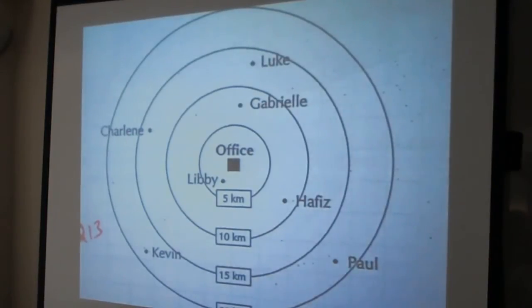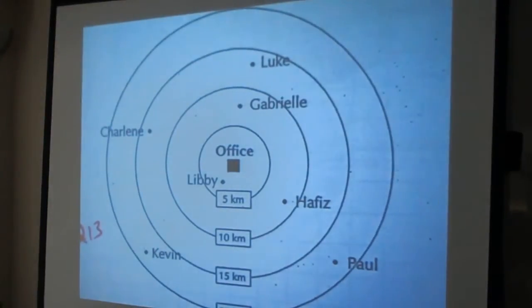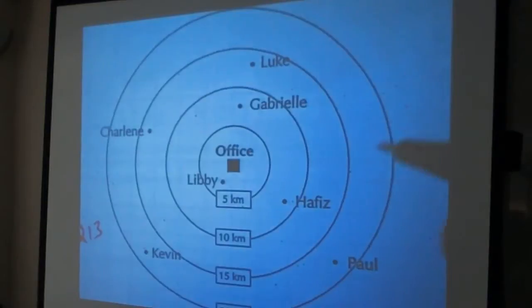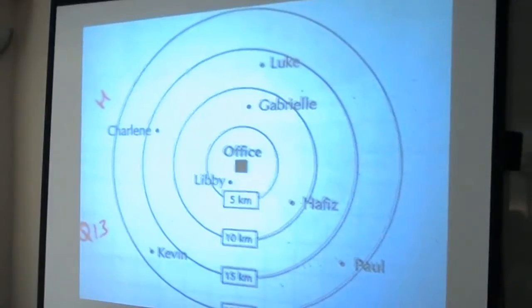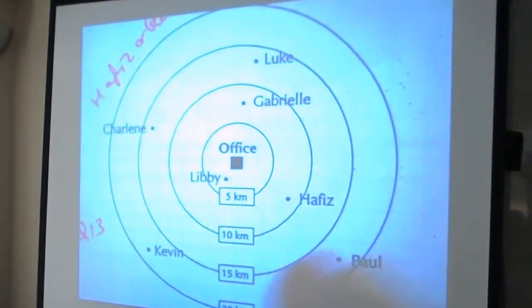Hafiz. Is there anybody else that travels between 5 and 10? Gabriel. Because the question says write the name of a person, we can write the name of either of those two. Hafiz or Gabriel. Okay, my answer is actually off the bottom over here. I'm not going to move it now, I'm just going to write over here. Can you see it? So the first answer is Hafiz or Gabriel.